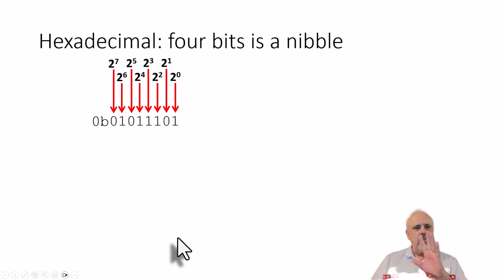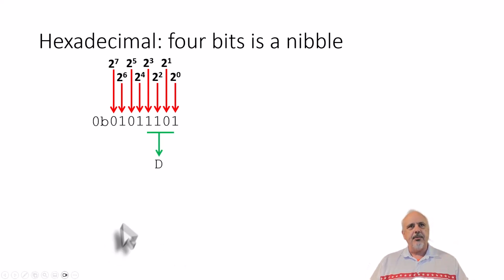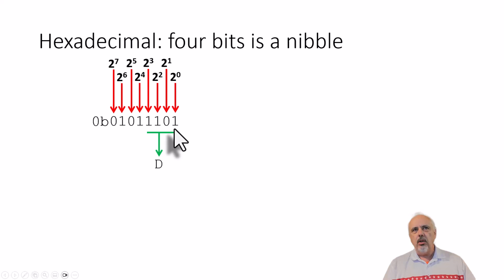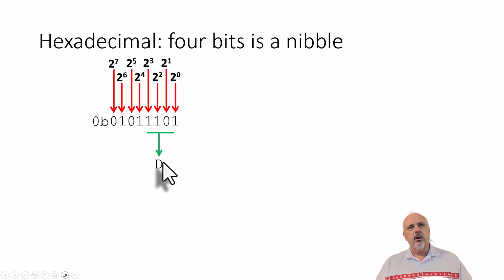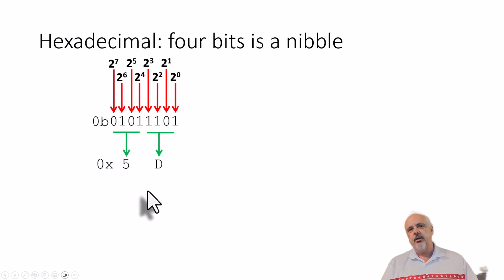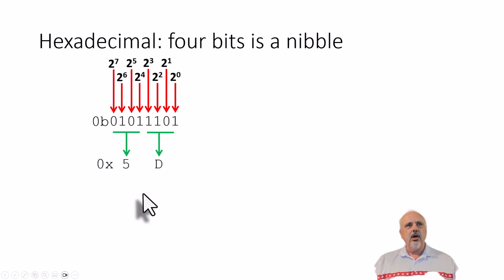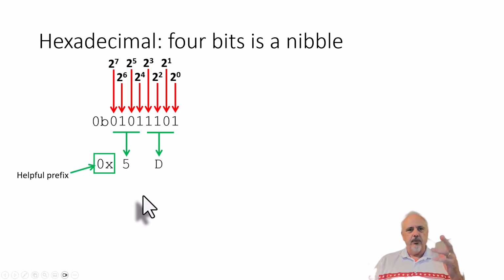Let's go find out what the hexadecimal equivalent is. It's very straightforward. What happens is you just group 4 bits together and call that a nibble. So that lower nibble there, we're going to call that D. We'll show you why. And the upper nibble, we're going to call that 5, and we'll show you why. So that's a hexadecimal number. We'll call it 5D. And we get a helpful prefix again with the 0x.